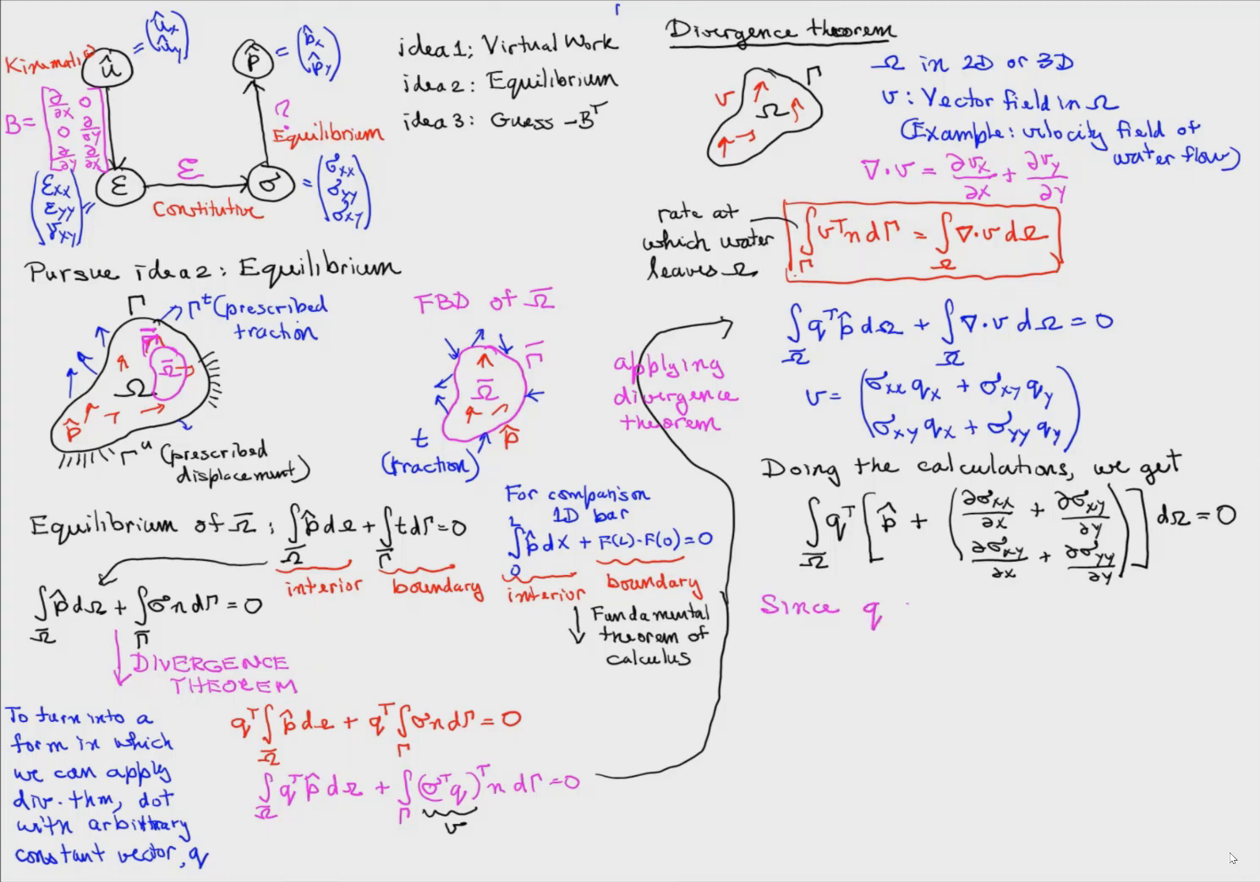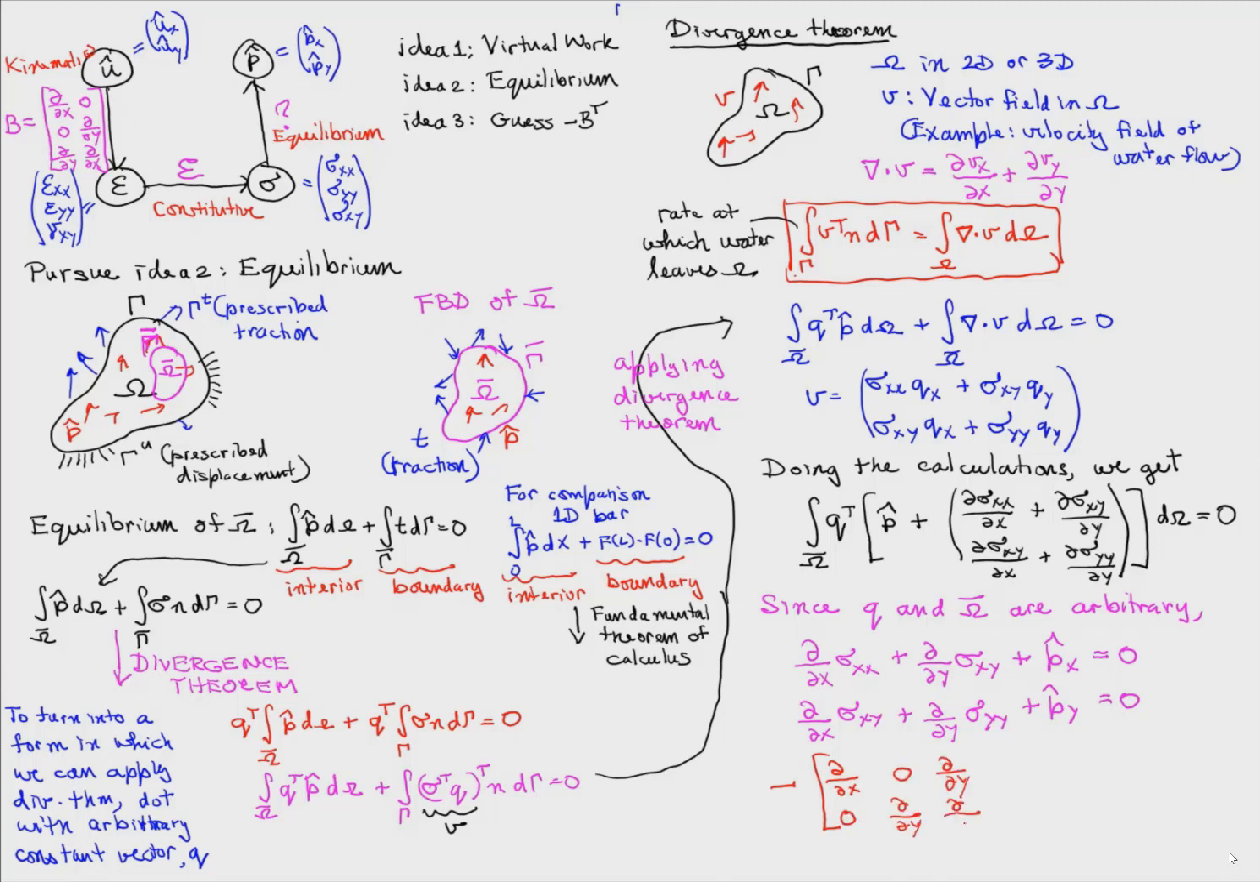Now because the region we cut out, omega bar, is arbitrary, and the vector q we chose to do the dot product is also arbitrary, if that integral is 0, then the term in the brackets must be 0, which gives us these two equilibrium equations in the x direction and in the y direction, which we can write in matrix form like this.